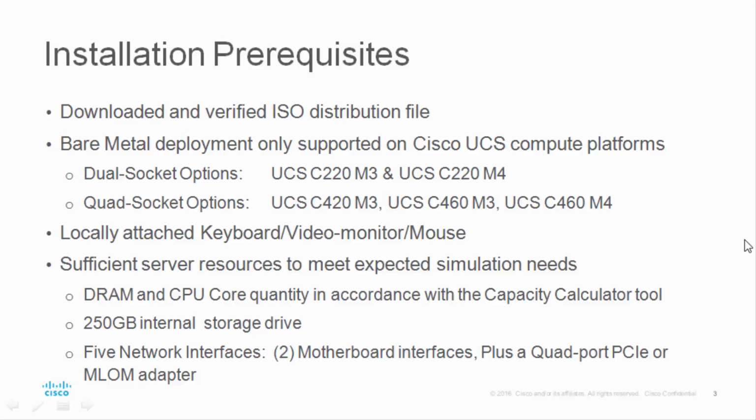Cisco Modeling Labs provides several methods to interconnect the virtualized network nodes with external real devices. In addition to the platform management CIMC port, the application must see 5 network interfaces to install correctly. The 2 motherboard-based NICs should be augmented with either a quad-port PCI Express or MLOM expansion adapter.